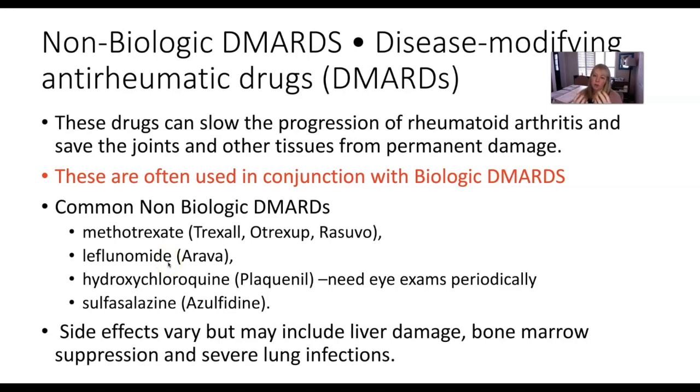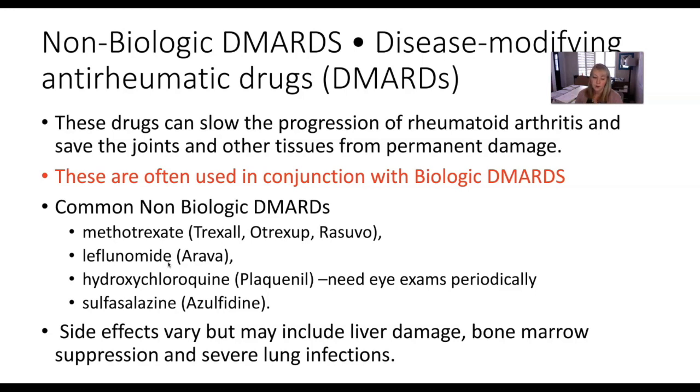The next thing, I want to talk about non-biologic DMARDs and biologic. You're going to hear DMARDs a lot. They stand for disease-modifying anti-rheumatic drugs. So there's non-biologic and there's biologic. The non-biologic are, let's say, the older ones like methotrexate, hydroxychloroquine, sulfasalazine. Those are usually given first. These can help slow the progression, but they're often used in conjunction with the biologic DMARD. So remember that. So I put it in red.